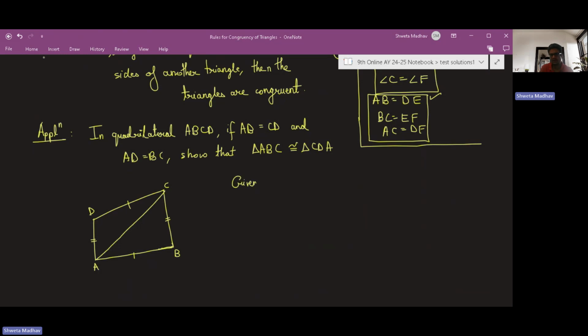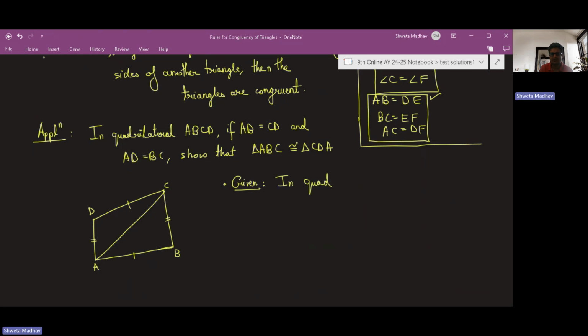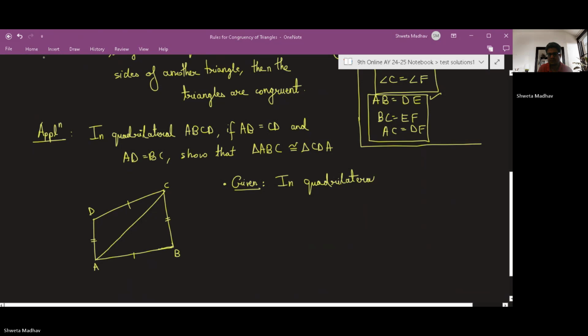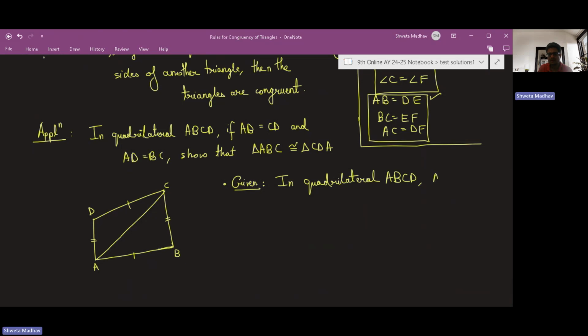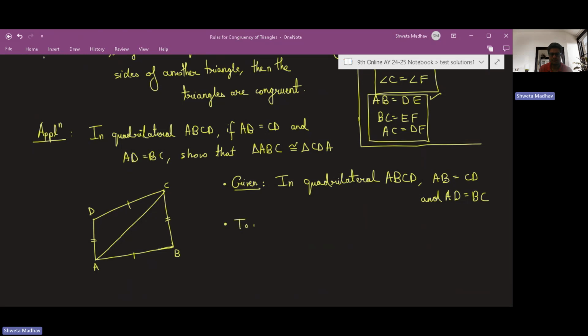So here first we have to write the given. How to write the proofs for any geometrical proofs? First we have to write what is being given. Except the show that part, whatever is written in the question, we can just copy that in the given part. So we will write that in quadrilateral ABCD, it is given that AB equals CD and AD equals BC. And it has been told to prove that triangle ABC is congruent to triangle CDA. And then we will write the proof.